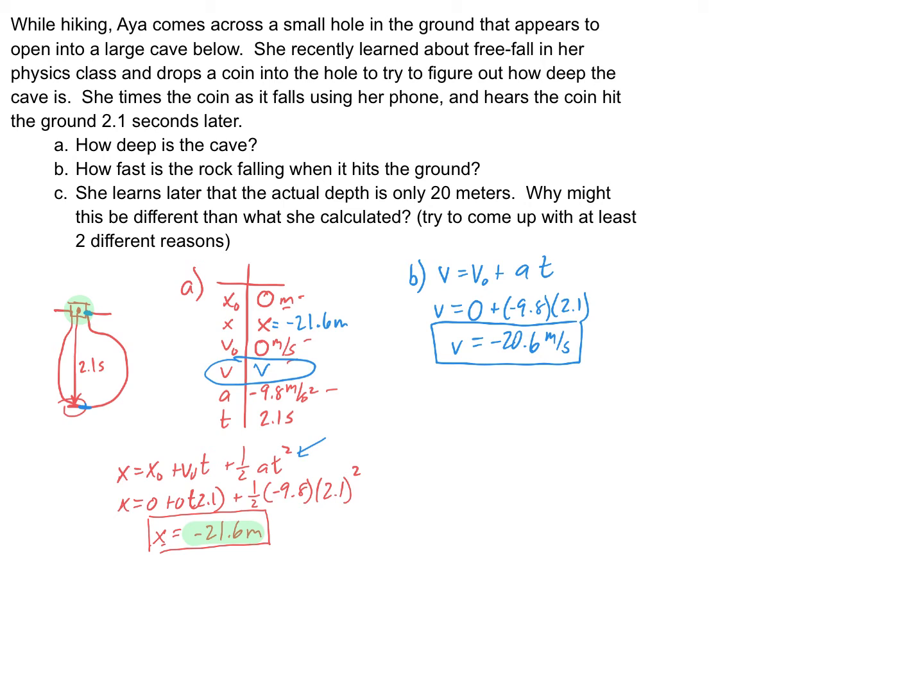Perhaps it's because we ignored air resistance, right? Maybe ignoring air resistance would slow it down and make it seem like it's taking longer. Well, it would take longer than it should without. And so if it takes longer, then we'd end up calculating a larger height. So maybe that was it.